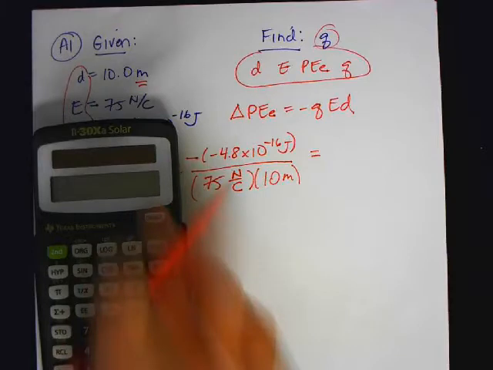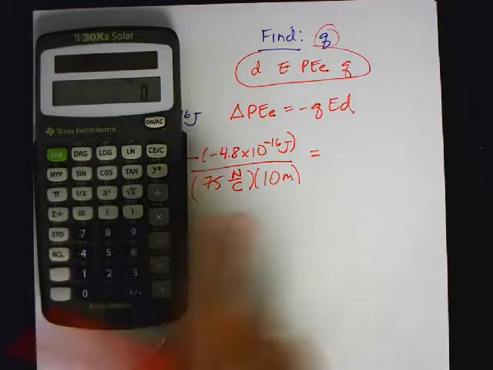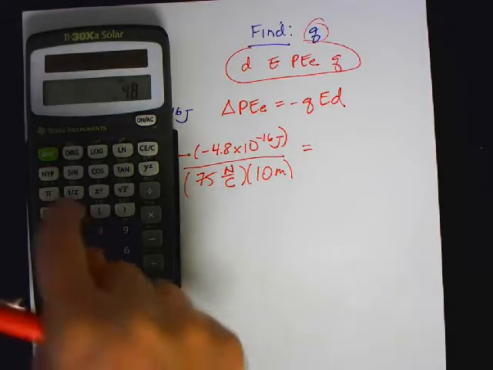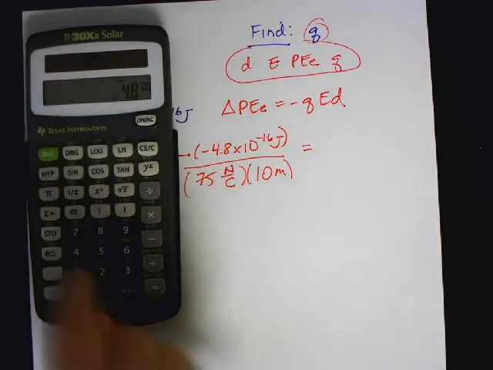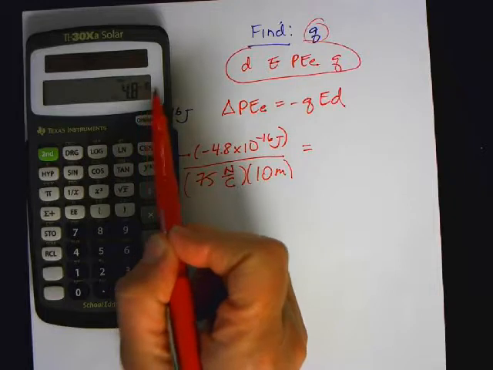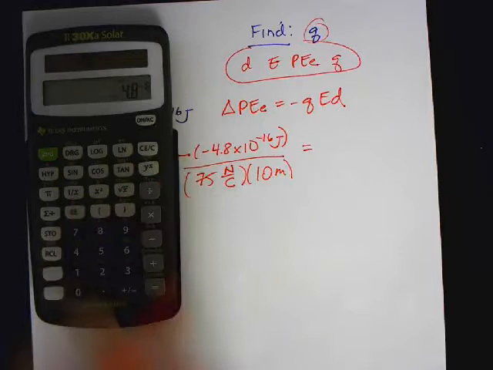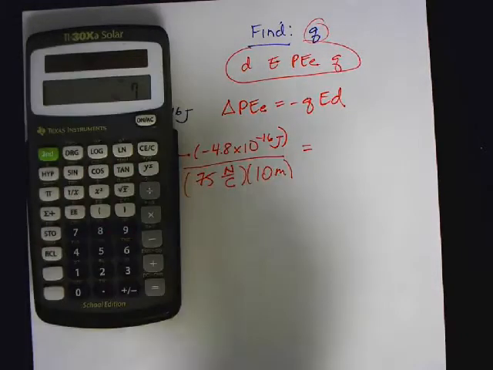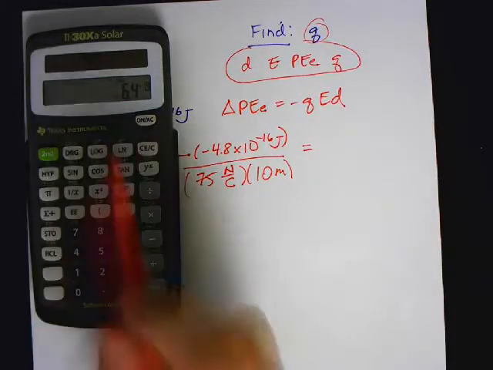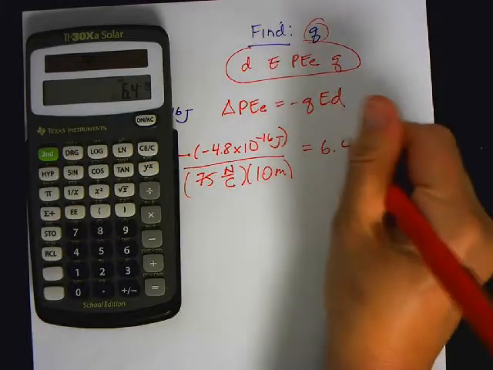So let's look at pressing the buttons correctly. The negative times a negative is a positive, but I won't type that. So I'm going to do 4.8 EE negative 16. So you see the 4.8, and then the negative 16 smaller, because that means times 10 to the negative 16. Divided by 750 equals, and now it says 6.4 times 10 to the negative 19 coulombs.